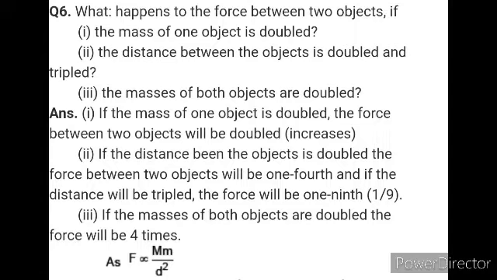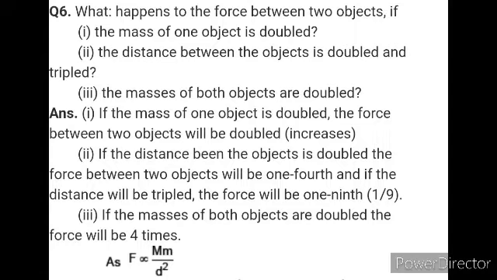And moving on with question number 6. What happens to the force between the two objects if the mass of one object is doubled? If the distance between the objects is doubled and tripled? If the mass of both objects is doubled? So you have 3 questions. Fine. We are going to discuss the answers one by one. Although all the answers are written together, 1, 2 and 3, we are going to talk about them one by one. Although it is done in the class as well, still, let's talk about this.